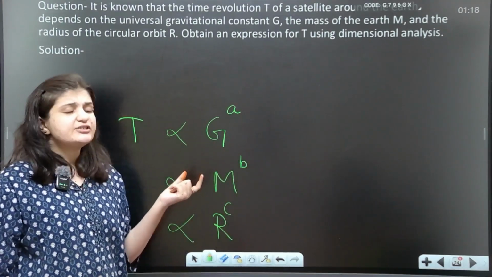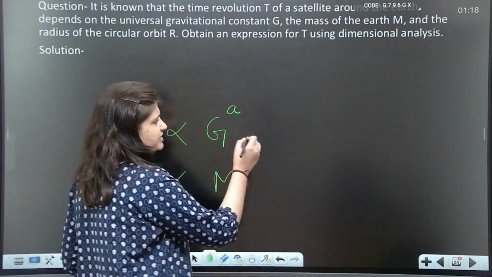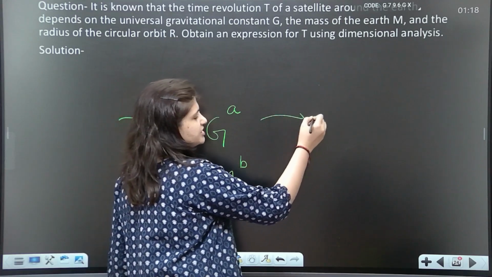We can write it as G. What is G? The universal gravitational constant. So this is force.